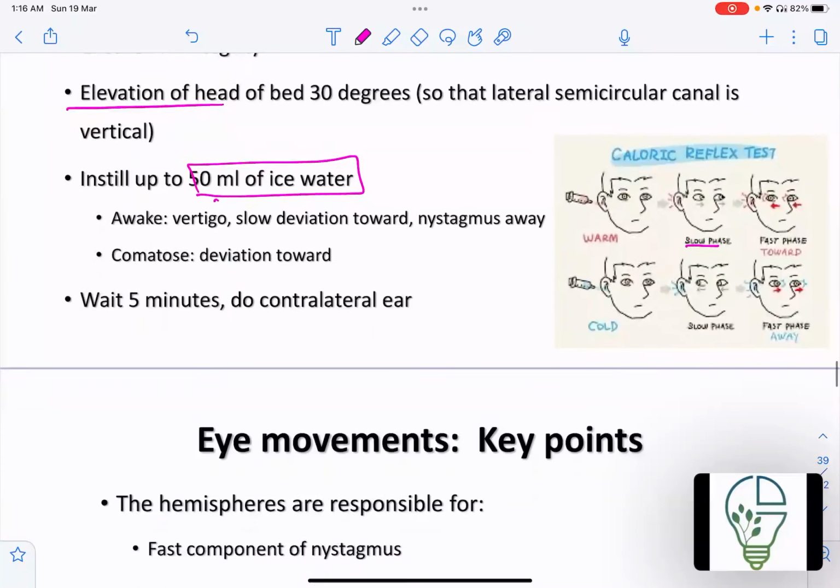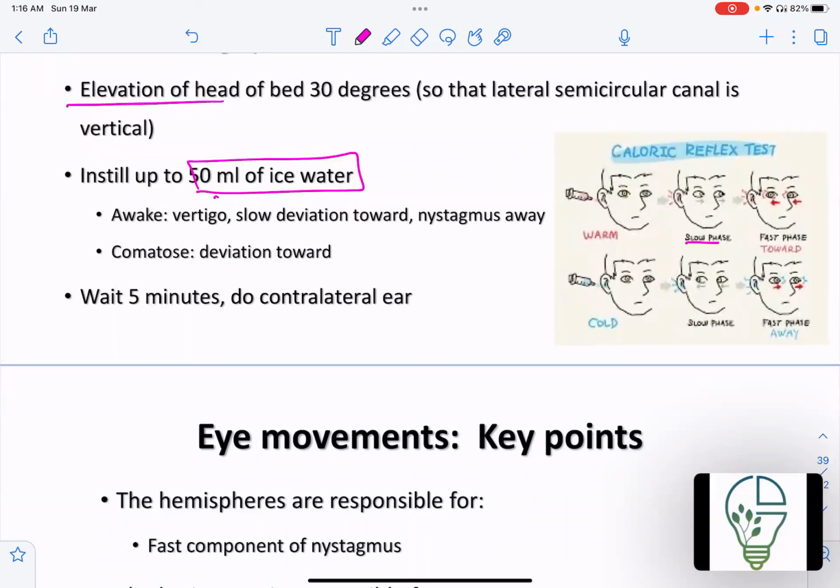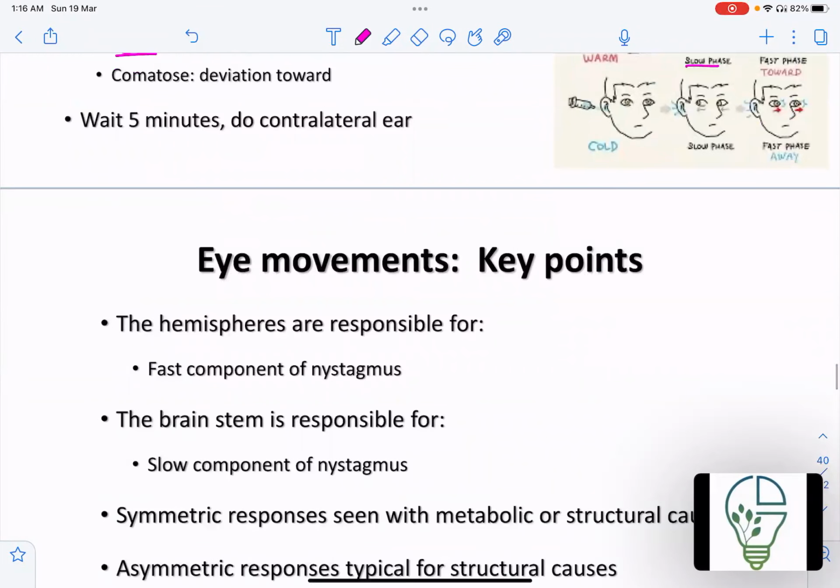You can do the caloric test in both, and then you see this is the awake person. It's a horrible feeling. They feel nauseated. It's a very irritating feeling. Obviously, anyone who puts ice cold water into your ear all the way, they feel there's nystagmus. They feel nauseated. It's very uncomfortable. But for a comatose patient, their eyes deviate towards the test, and this is one of the clearest indications. And then you wait 5 minutes and you do the contralateral ear.